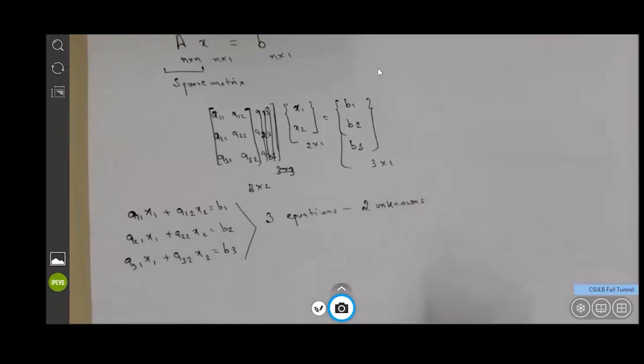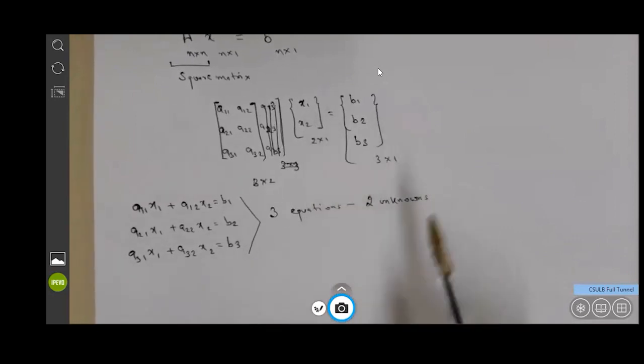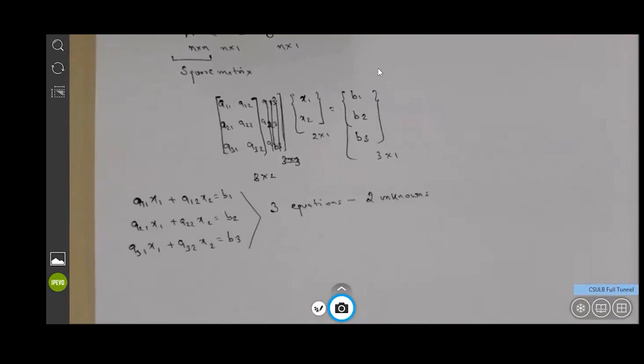So how do we solve for that? How do we solve for x1 and x2? First of all, can we solve for it, and how can we solve for it? So any idea, guys? Can we make it a square by filling the matrix?